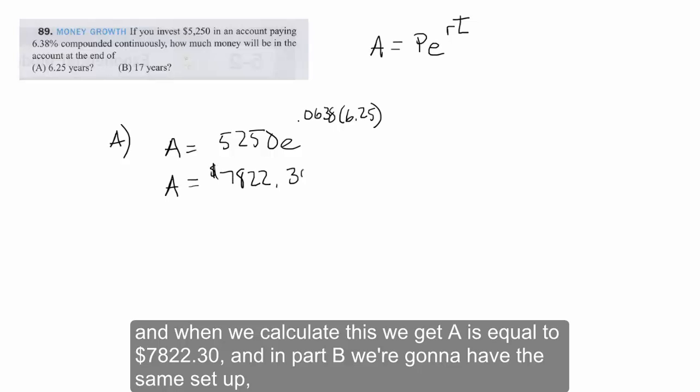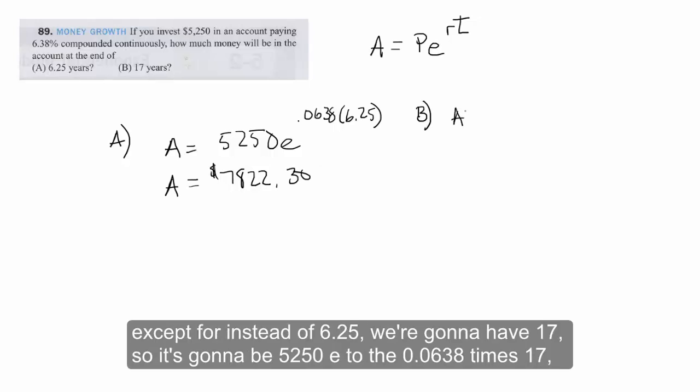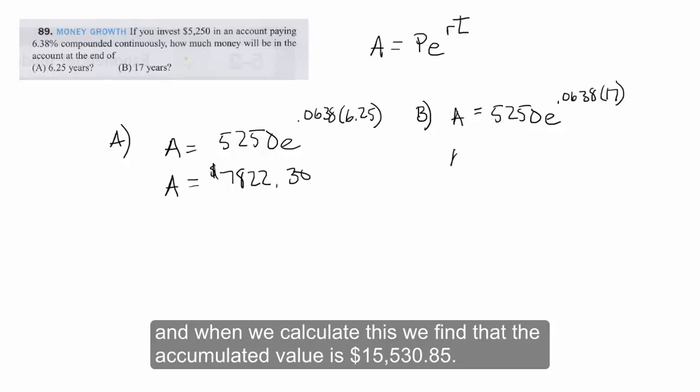And when we calculate this, we get A is equal to $7,822.30. And in part B, we're going to have the same setup, except for instead of 6.25, we're going to have 17. So it's going to be 5,250 e to the 0.0638 times 17. And when we calculate this, we find that the accumulated value is $15,530 and 85 cents.